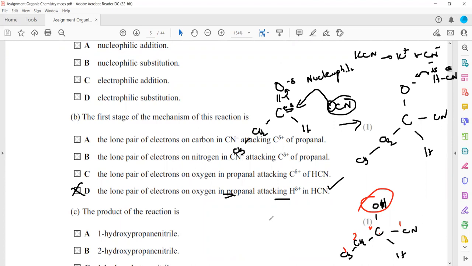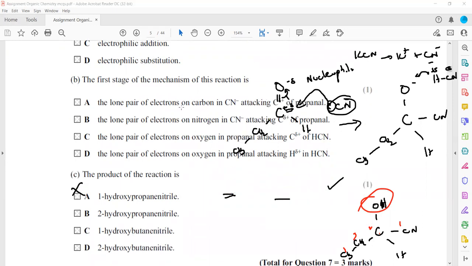And there are 1, 2, 3, 4 carbons, so it will be but-. So 2-hydroxy is there, which means at the second position we have an OH group as a branch. So that's why we call that a hydroxy. And because there are 4 carbon atoms, that's why it is but-. They have a single bond, so -ane. We will write ANE in full. What is the reason for that?